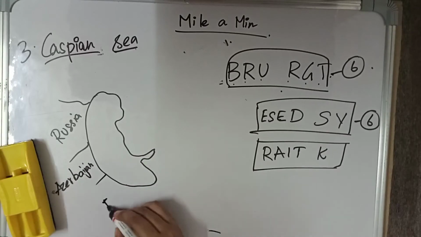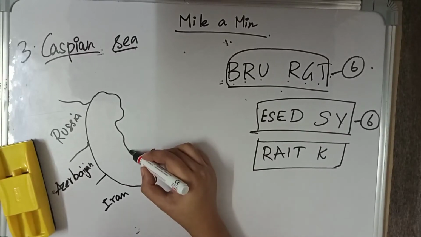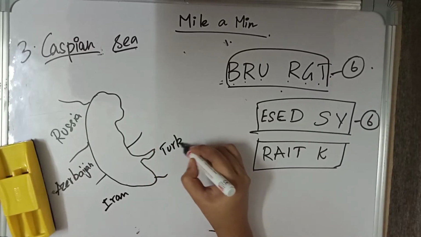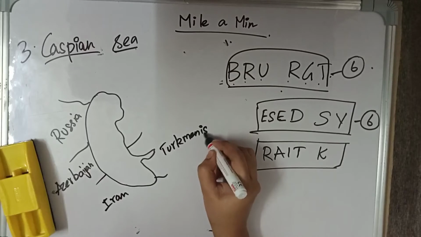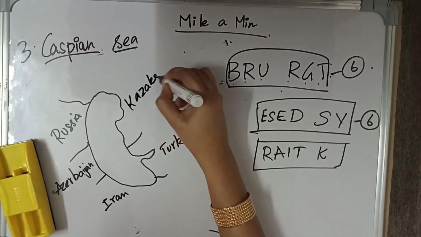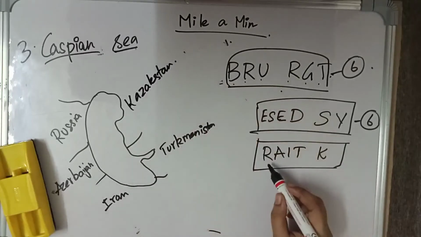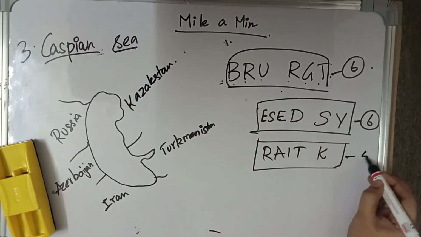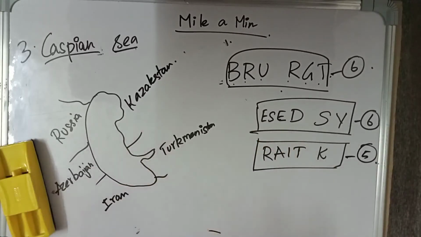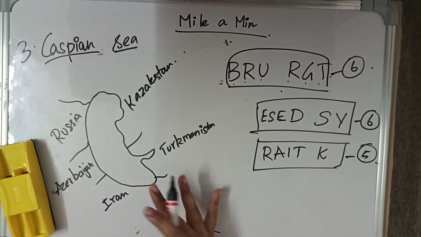And after that Iran. Then from here to here it is Turkmenistan. Then we have Kazakhstan. So 1, 2, 3, 4, 5. Caspian Sea shares border with 5 countries. So it is Russia, Azerbaijan, Iran, Turkmenistan and Kazakhstan. So RAIT, right? Okay. So Russia, Azerbaijan, Iran, Turkmenistan and Kazakhstan.